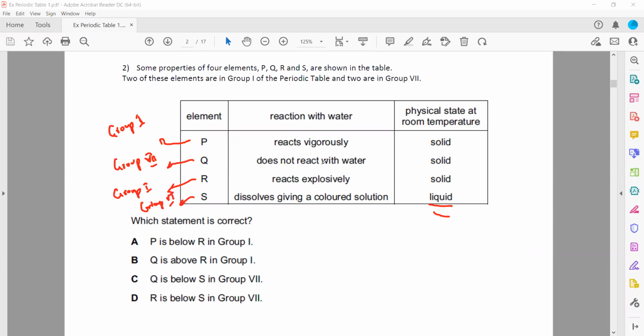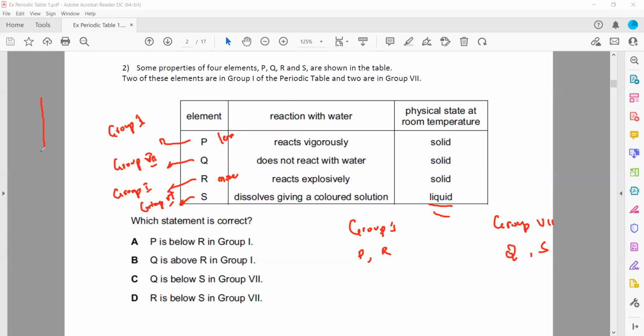So when we work out which 2 elements are in group 1, P is in group 1 and R is in group 1. And which 2 elements are in group 7? Q is in group 7 and S is in group 7. Now, how do we identify their positions? One is reacting vigorously and another one is an explosive reaction. So R is more reactive and relatively P is less reactive.